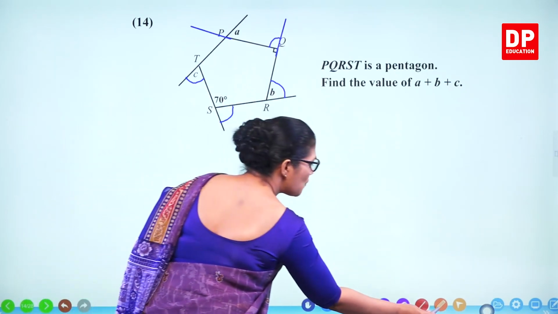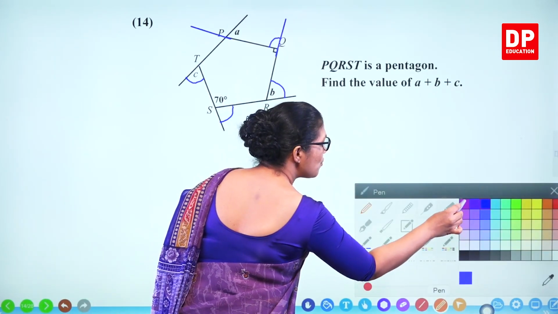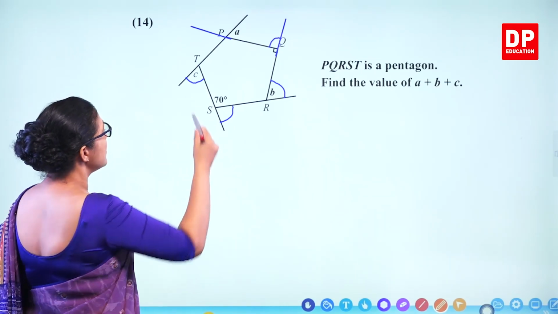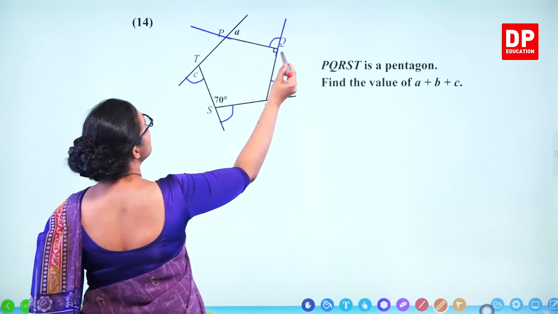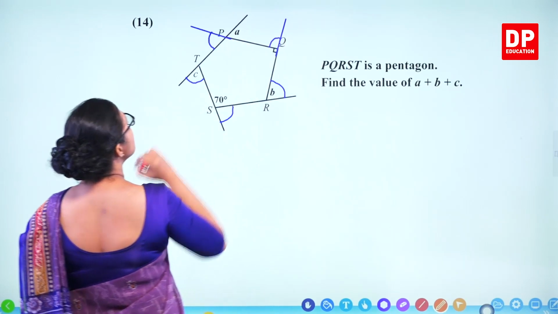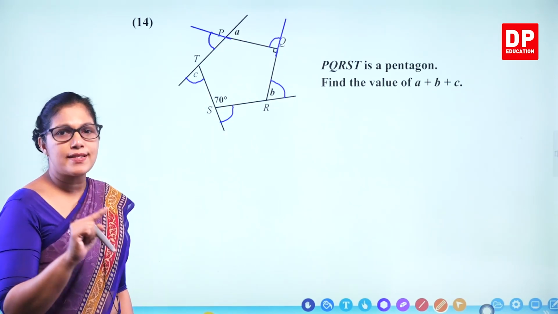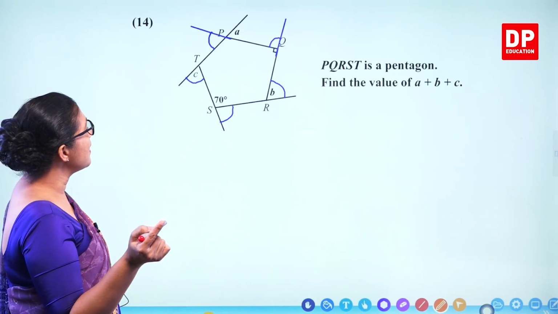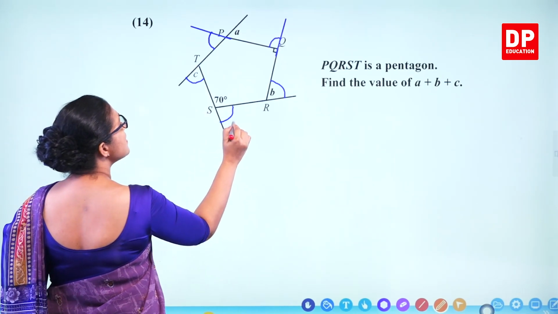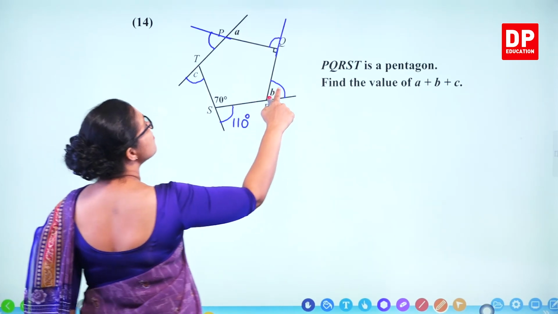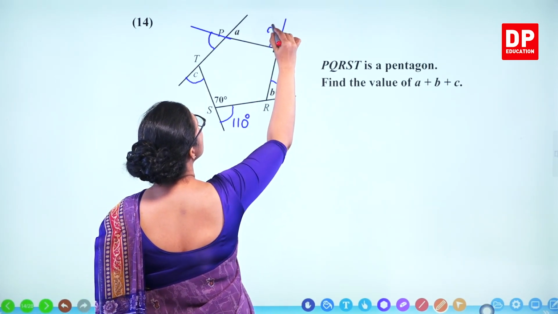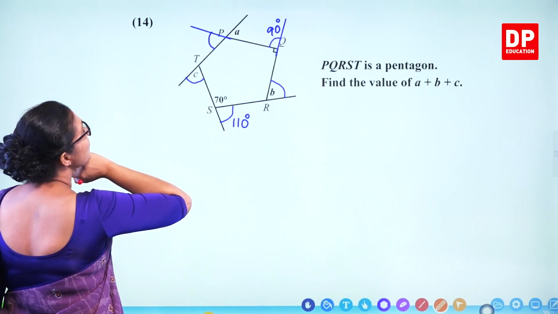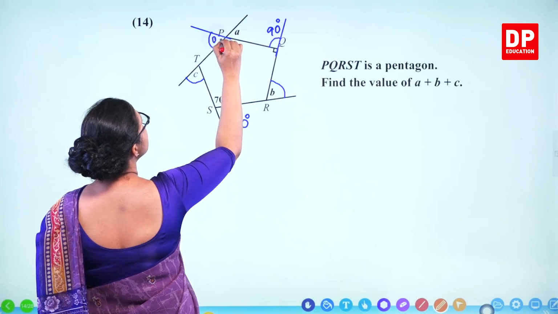Why are we doing this? We know that you have to extend all the lines either clockwise or anti-clockwise. So this is the anti-clockwise way. So what is the angle? This one is the exterior. The sum of exterior angles for any polygon is 360. So if this is 70, this is 110. This is B. This is 90, which means this is also 90, 180 minus 90. Then this is A, which means this is A.